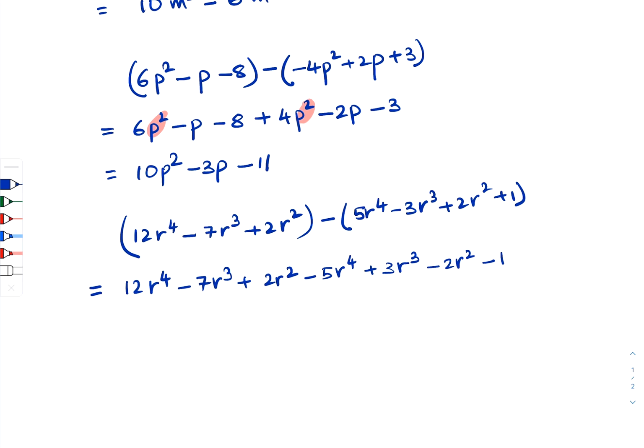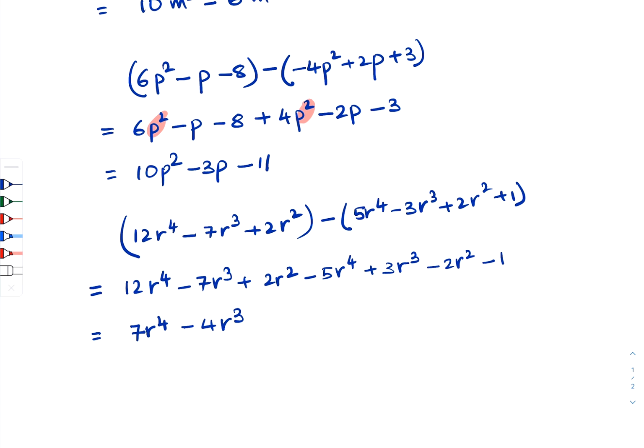Okay. Now let's combine like terms. So the 12r to the fourth and the negative 5r to the fourth, those are like terms. So we'll take 12 minus 5, so that's 7r raised to the fourth. Then we have negative 7r cubed and positive 3r cubed. So that's a total of negative 4r cubed. And then we have positive 2r squared and negative 2r squared.